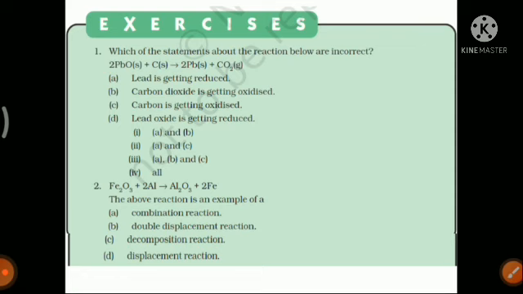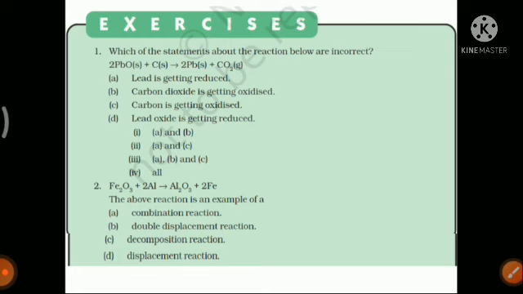The first question: you can see there is a reaction given and there are 4 statements, and the question is, which of the statements here are incorrect. Okay, so look at the reaction first and then look at the first statement. What is it? That lead is getting reduced.